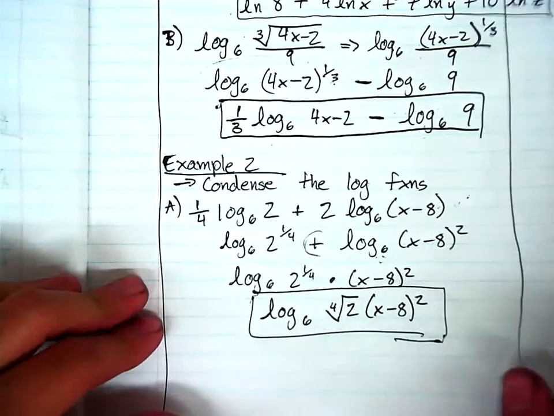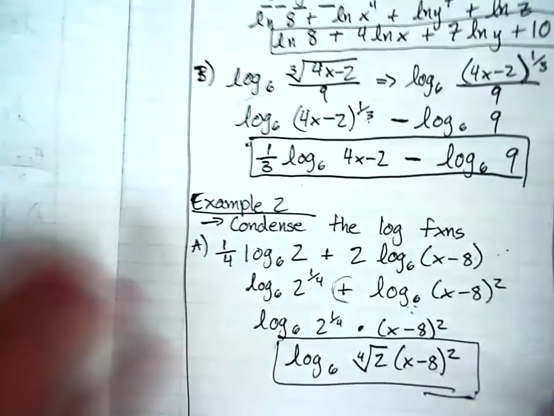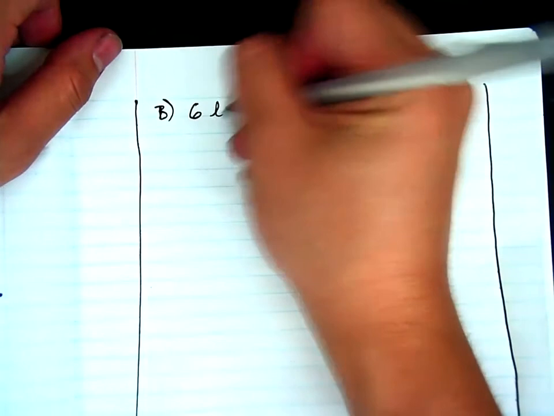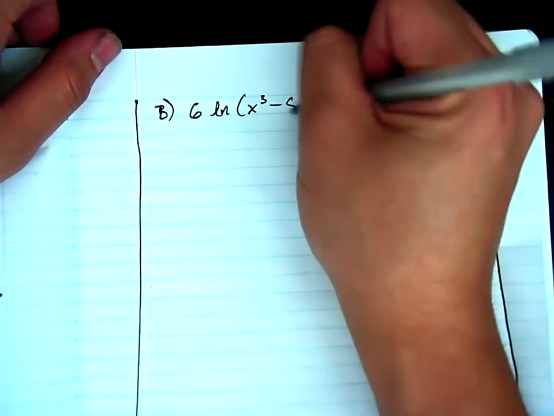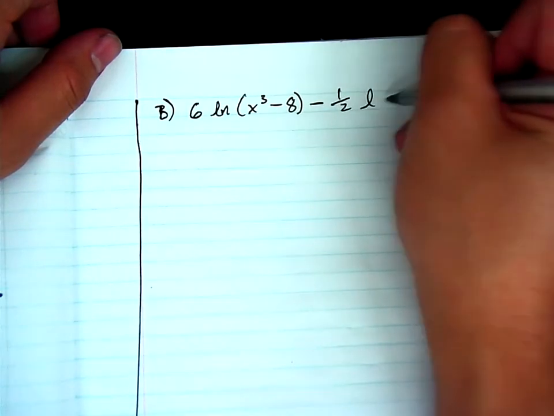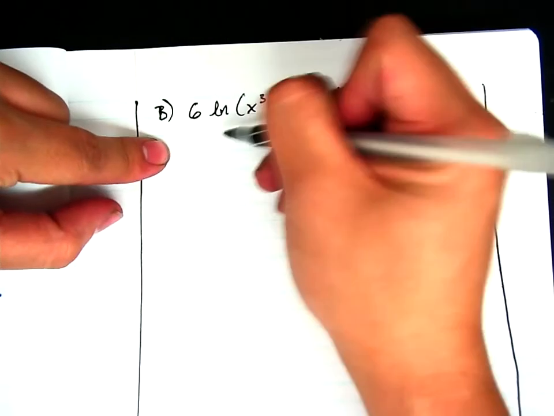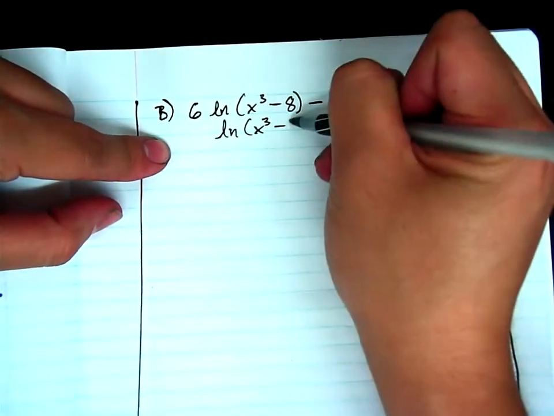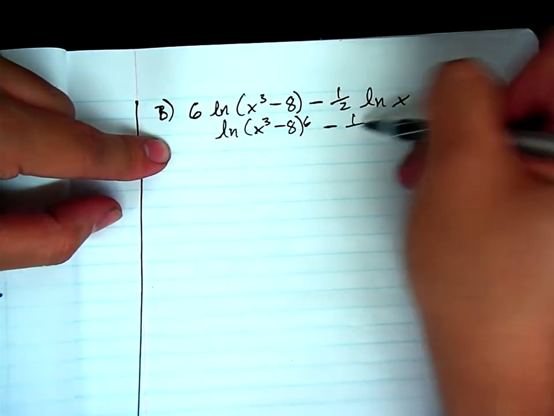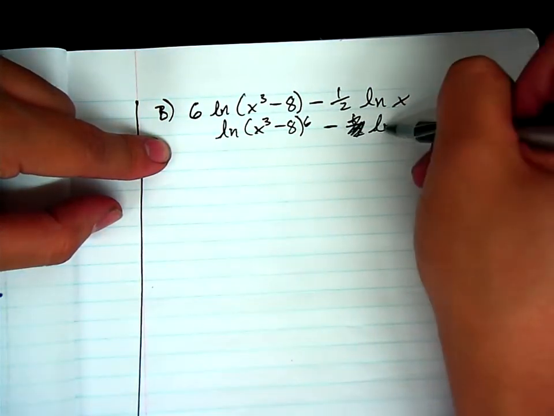Okay, let's go ahead and do 2 more, combining some other log functions involving subtraction and some more powers. Just to understand that, there is a certain order, and it's going to be important that we follow that order. So, for example B, let's have 6 ln of x cubed minus 8 minus 1/2 ln of x. With this one, again, I have to go backwards with powers first. So this will be ln of x cubed minus 8 to the 6th power minus, actually, minus ln of x to the 1/2.